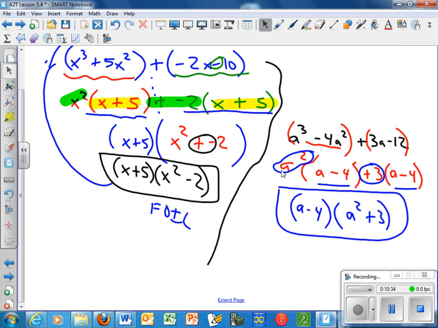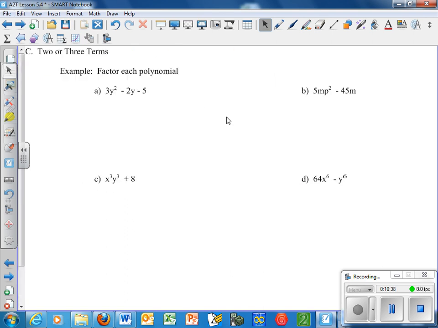Factoring by grouping. Okay, so now we're going to go down a little further. Factor each polynomial. Okay, now we've got some with 2 terms, some with 3 terms. Your first check on everyone is, can you factor out a greatest common factor? That's the first question on every factoring, whether there's 2 terms or 3 terms or 4 terms, whatever.